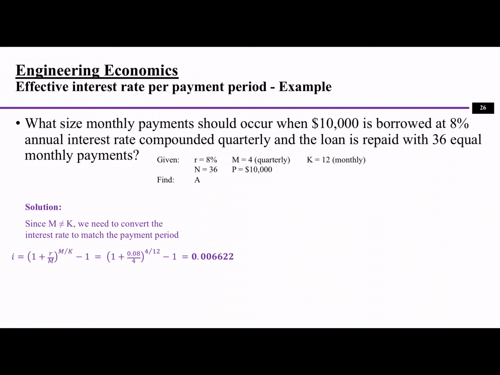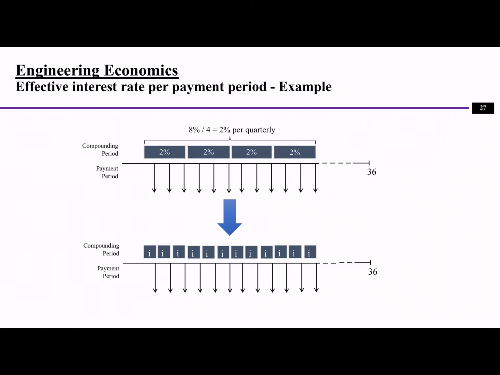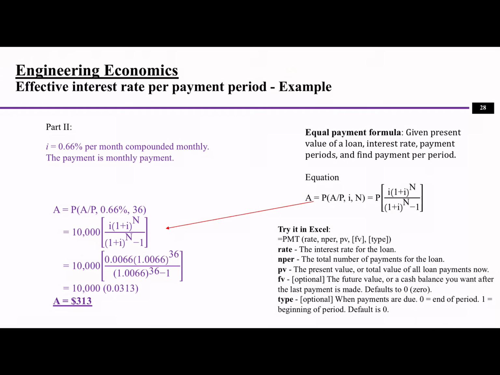All right, so after we calculate this effective interest rate, it's not over yet, because what it's asking in this question is what size monthly payment should occur. So which means what is the monthly payment amount based on this effective interest rate of 0.6%, right? All right, so this is how we converted from quarterly interest rate to the monthly interest rate.